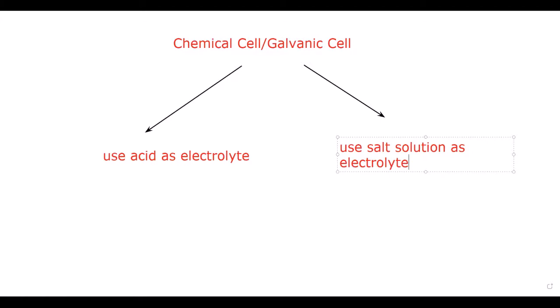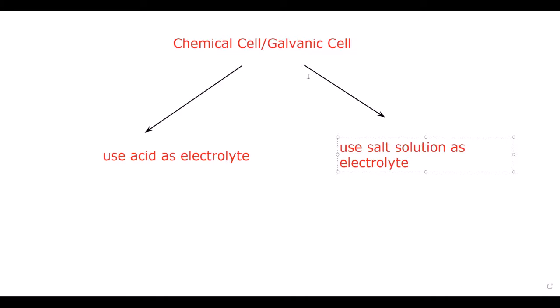So a chemical cell, we already discussed the working of a chemical cell. We use two metals which have a difference in reactivity, and the more reactive metal loses electrons which travel through the circuit. The electrolyte we are using in a chemical cell can be an acid, or it can be a salt solution. There's a small difference in how it works.